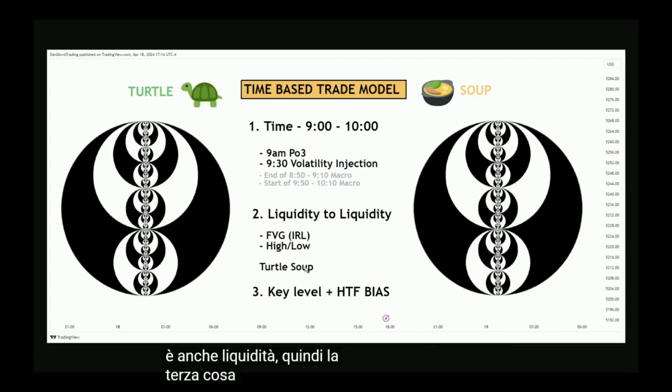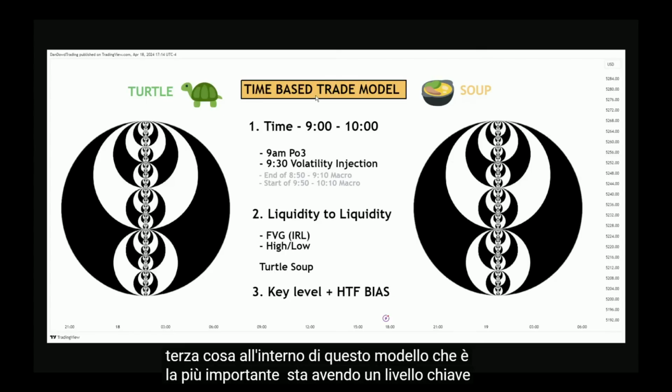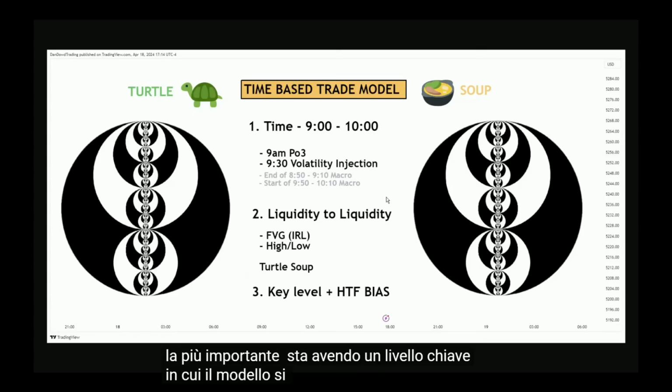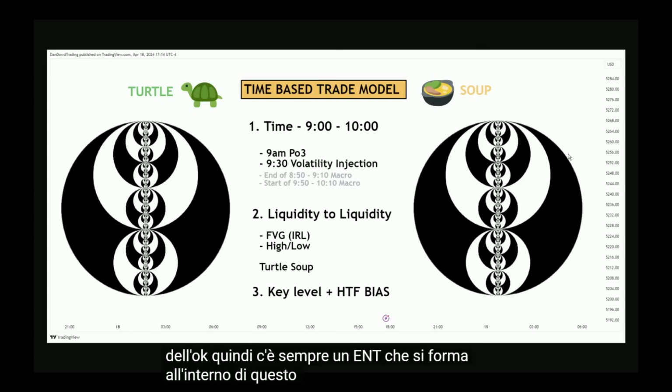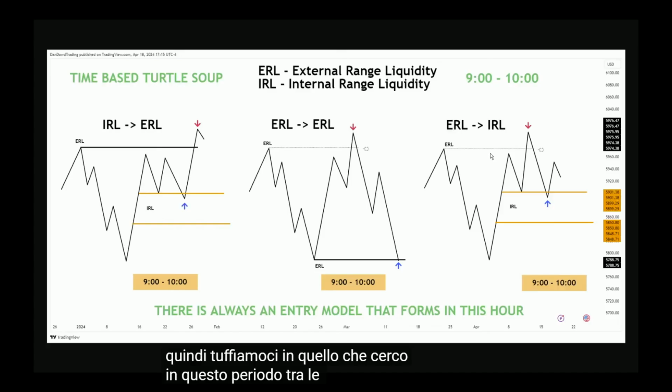Okay, so the third thing within this model, which is the most important, is having a key level where the model forms at, but then also a higher time frame bias. So you need an overall direction of where to look for the model to form in the direction of. Okay, so there's always an entry that forms within this 9 to 10 o'clock period. Does it mean that the exit is going to be within the 9 to 10 o'clock hour? No, it does not. Okay, so let's dive into what I look for within this 9 to 10 o'clock period.